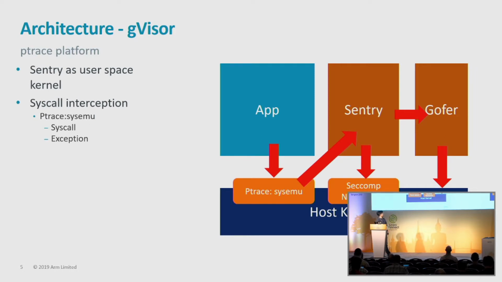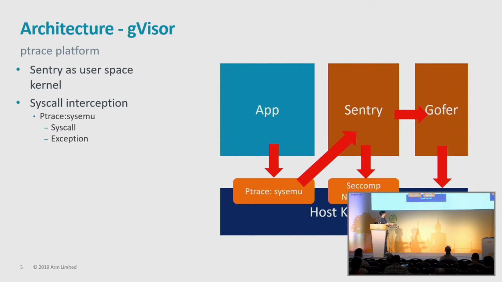Let's see this page. This page shows the architecture of the ptrace platform. We have already enabled it. If we configure the ptrace platform as the default of gVisor, the gVisor application will use the Linux ptrace sysemu feature to intercept the syscall from the container application.